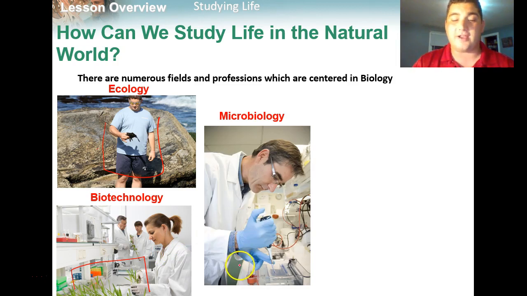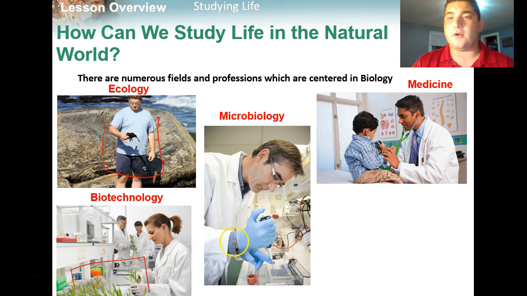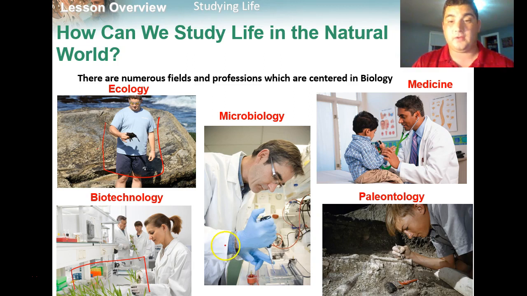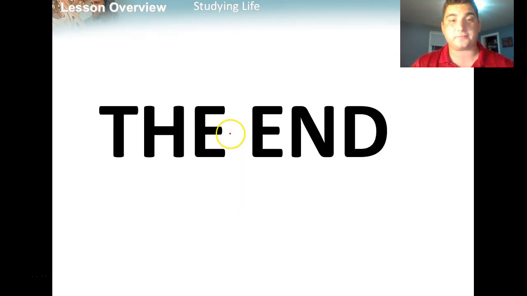You can go into microbiology, studying microbes and bacteria. You can go into medicine. You could be a doctor, a dentist, a veterinarian. And you could be a paleontologist, studying ancient fossils, such as dinosaurs, and studying biology of the past. So there's many different ways that you could study biology, and they all revolve around the characteristics of life. The end.